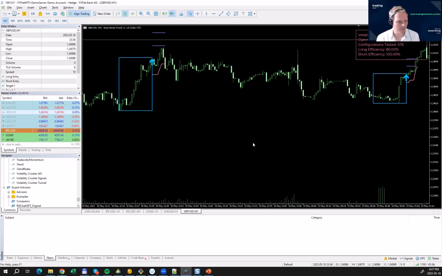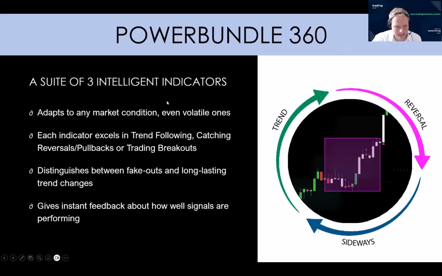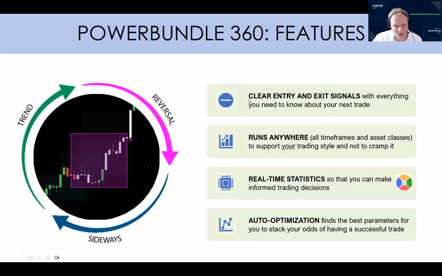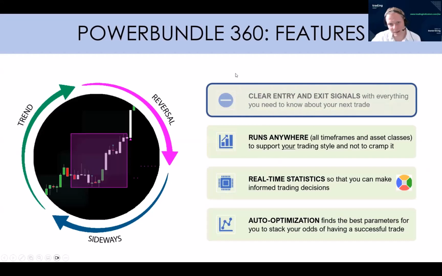Okay, so with this, I'm going to switch back to the slides. And we already talked about the 3 indicators in our power bundle, one for trend trading, one for reversals, and one for sideways. And just a quick summary is that all 3 indicators that we've seen come with both entry and exit signals, because as I always say, getting into a trade is one thing, but it is at least as important to get out of the trade properly at the right moment. This is why we always have these exit signals in all our indicators.